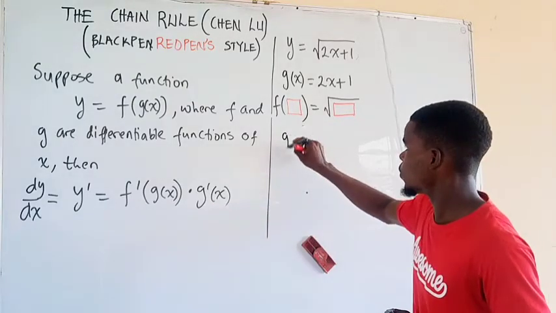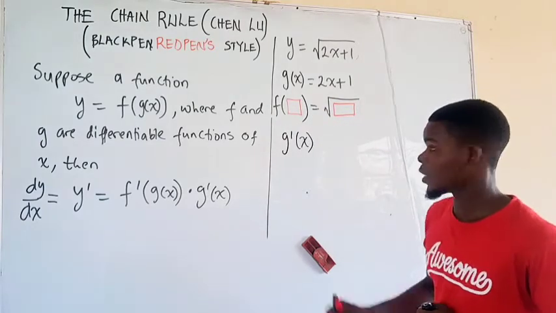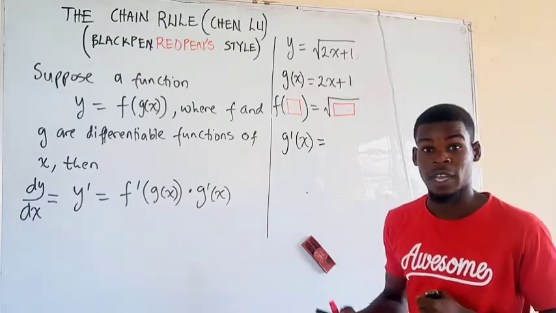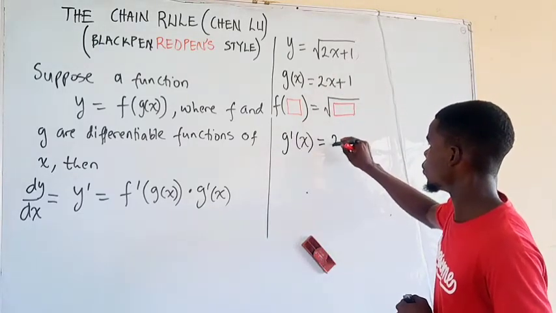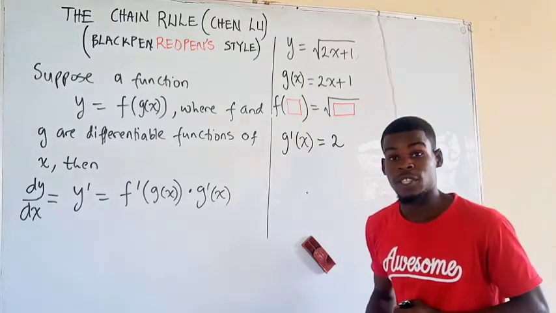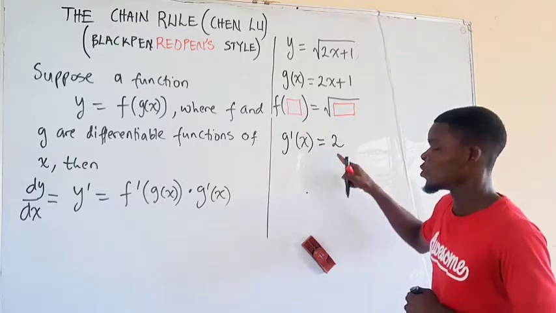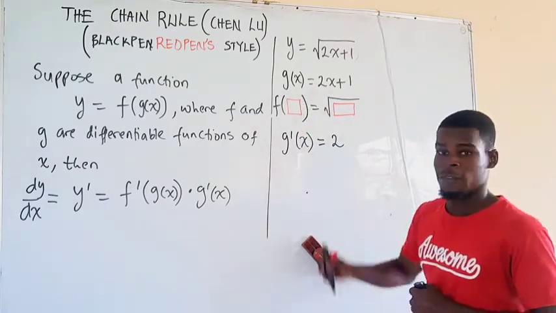So g prime of x, that is the derivative of that function with respect to x, is, when you differentiate 2x, just by using the power rule, we are going to enter with 2. Good. And then when you differentiate 1, which is just a constant, the derivative there will just be 0. So we are having 2 plus 0, which is just 2, to be the derivative of the inside function.